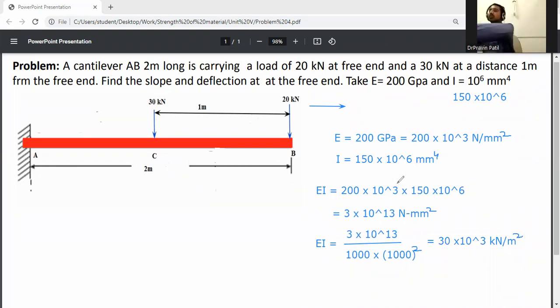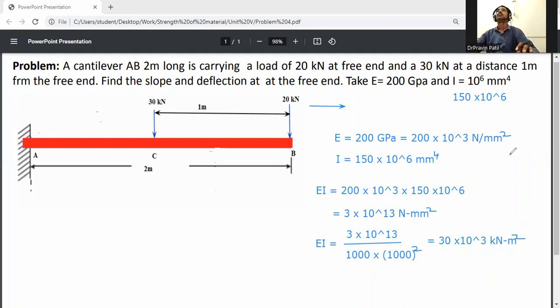Okay, so I will note down this value. EI is equal to 30 into 10 raised to the power 3 kilonewton per meter square. Sorry, not per, the unit is wrong. It will be 30 into 10 raised to the power 3 kilonewton meter square.